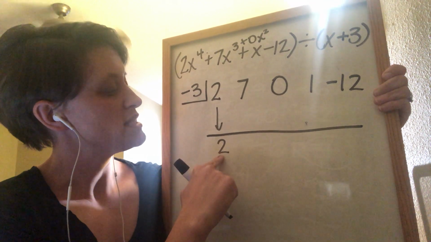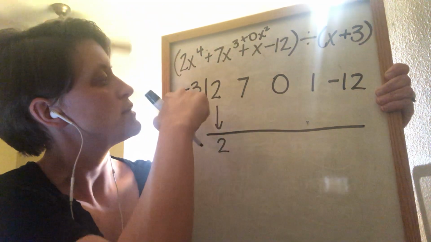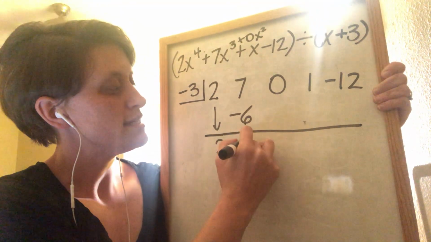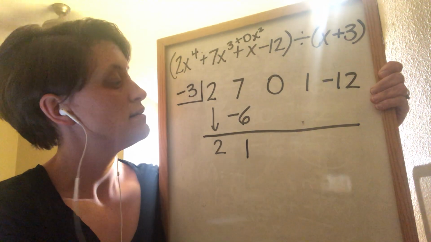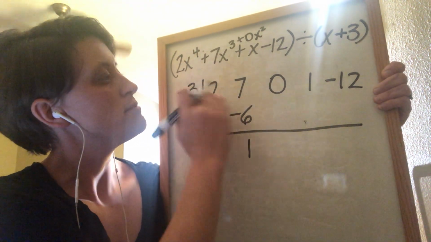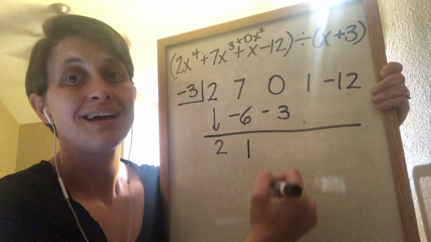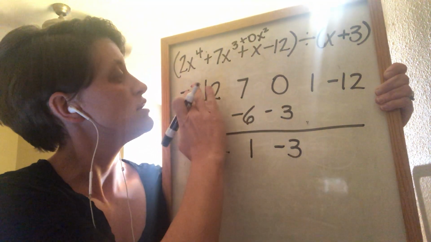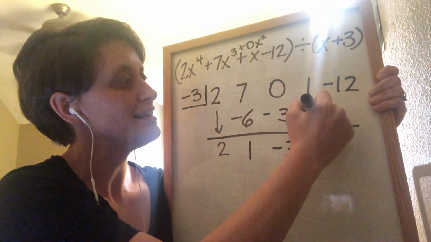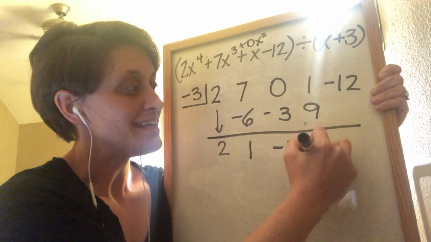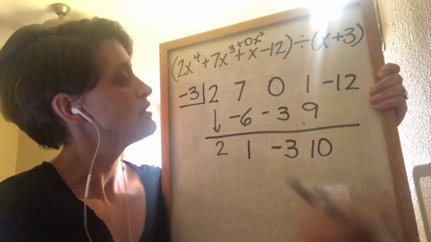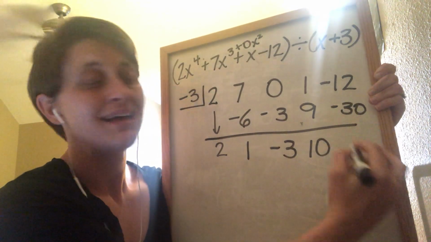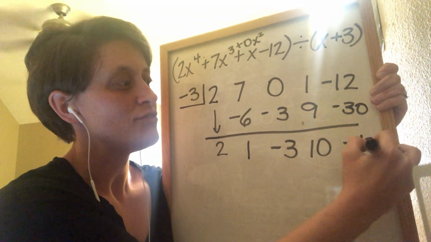Okay, now we're going to take the last number we wrote down, multiply it by the number in the box. In this case, we get -6. Add to get 1. And do it again. Multiply by the number in the box to get -3. Add to get -3. Multiply by the number in the box to get 9. Add to get 10. Multiply by the number in the box to get -30. Add to get -42.